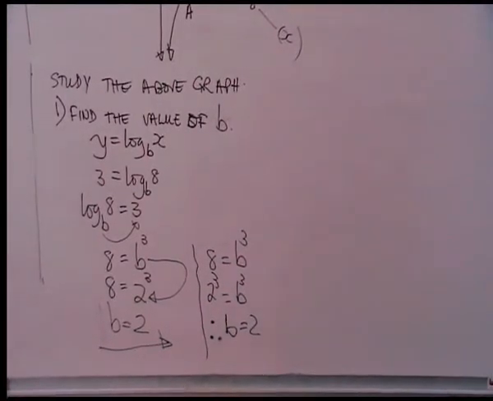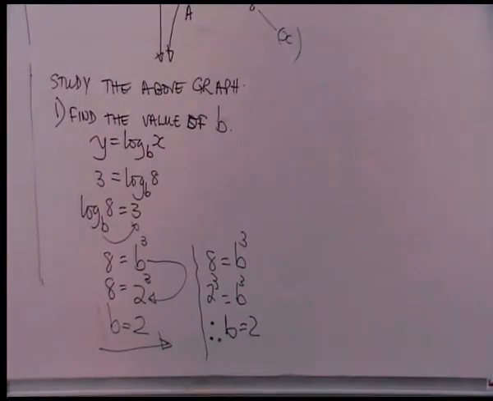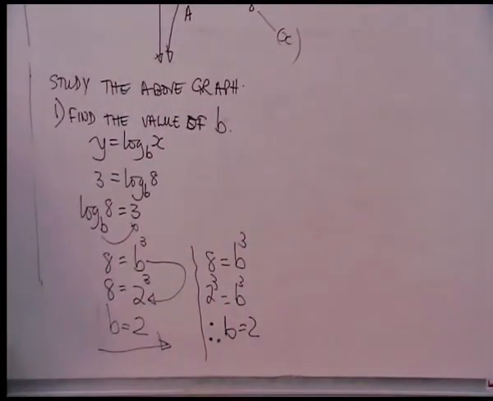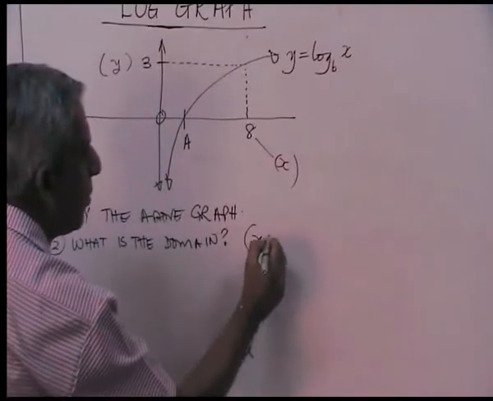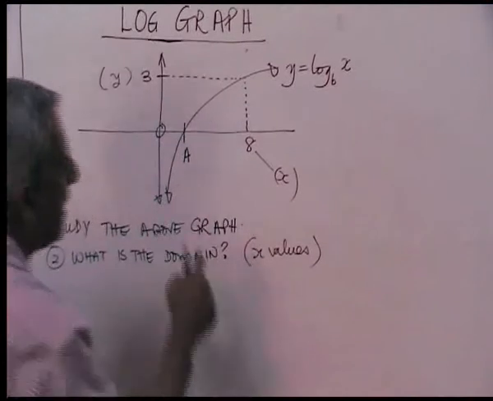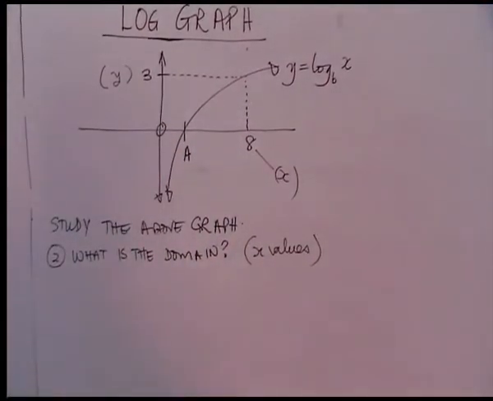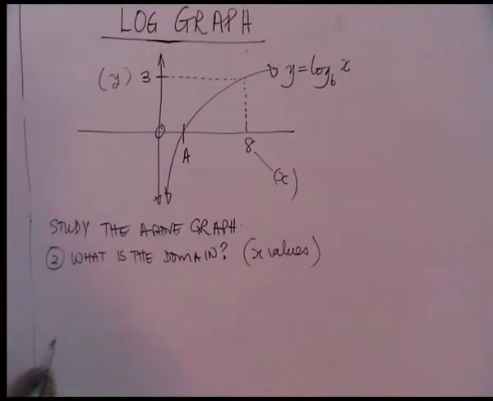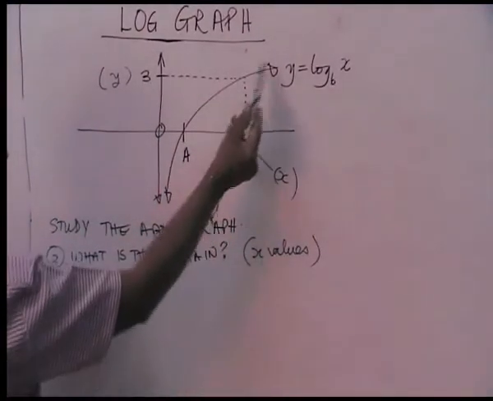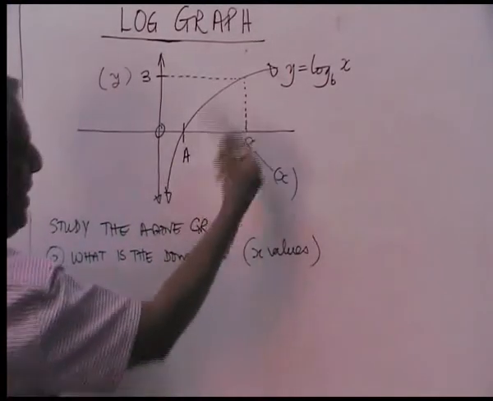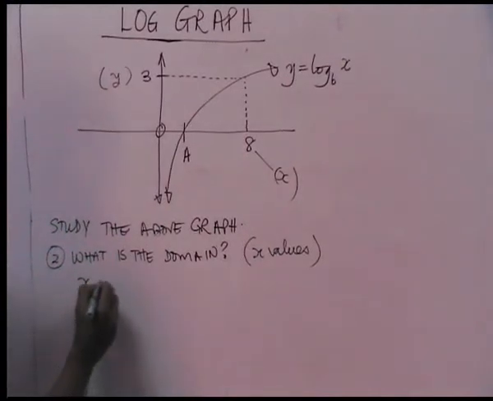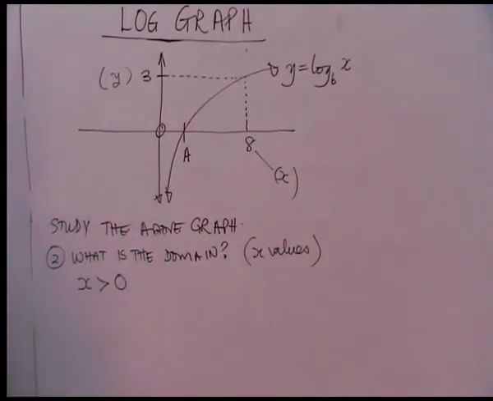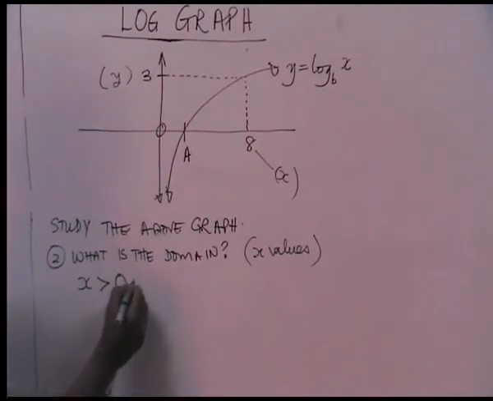Alright, and finally let's just look at 2 more things on this log graph. We look at domain and range. Then we ask, what is the domain of this graph? Domain means what x values have been used and can be used to draw this graph. Well, you can use any x values here as long as those x values are more than 0. So you will say, x is greater than 0. You can write the answer like that.